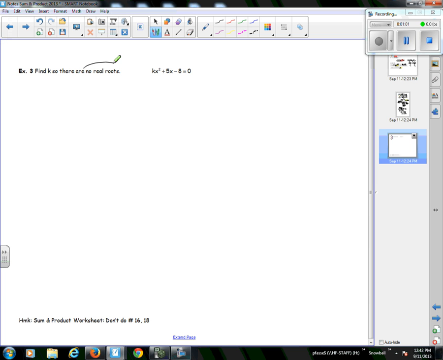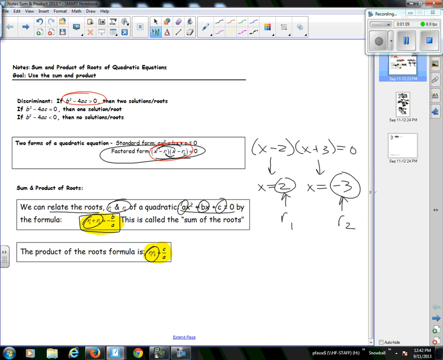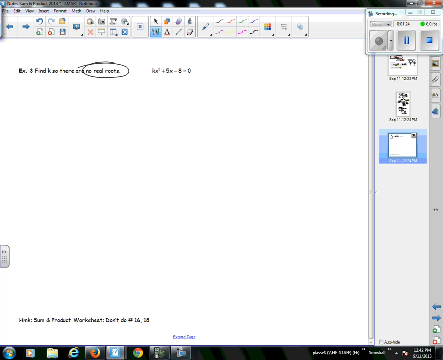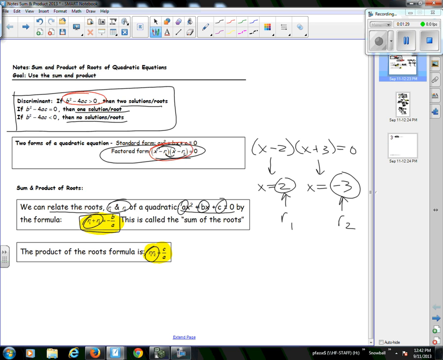You're going to have problems where they tell you something about the roots. Now, what do we know about roots in terms of how many we have? That goes back to the discriminant. We have three cases. B squared minus 4ac is greater than 0 when you have two solutions. B squared minus 4ac equals 0 when we have one solution, and less than 0 when we have no solutions. Back to this problem, we have no real roots, which means we have no solutions.